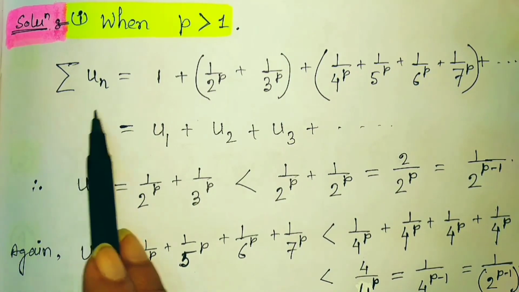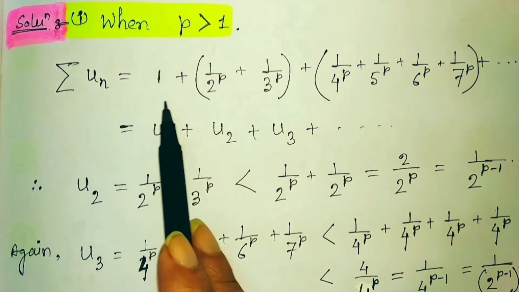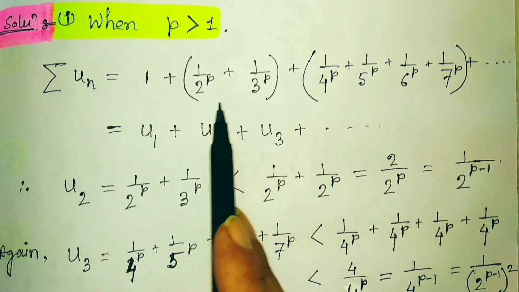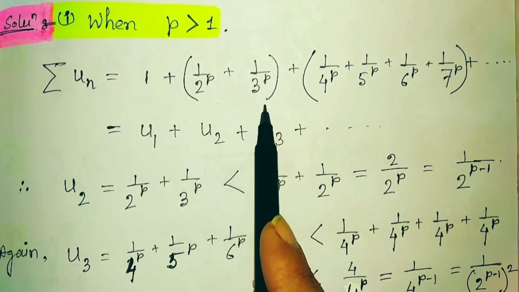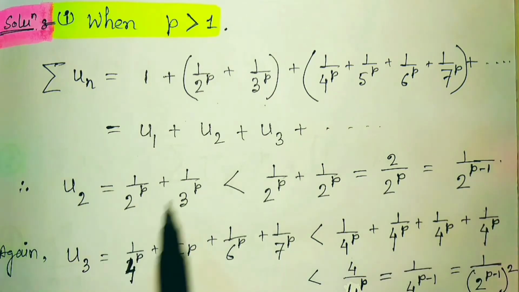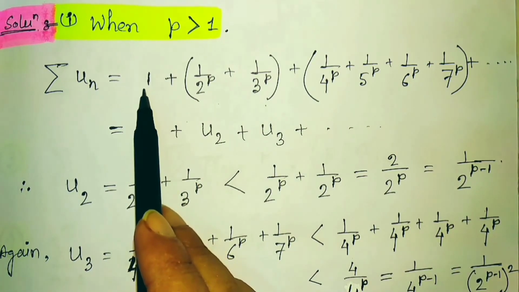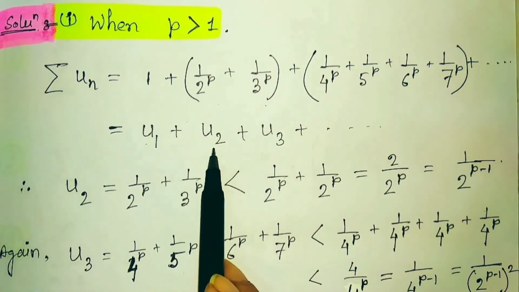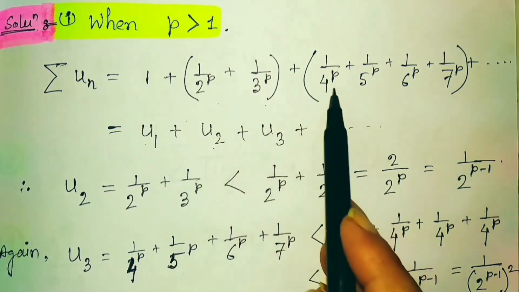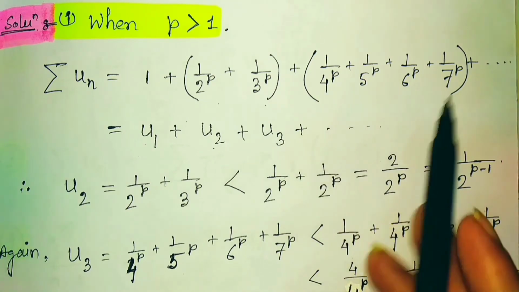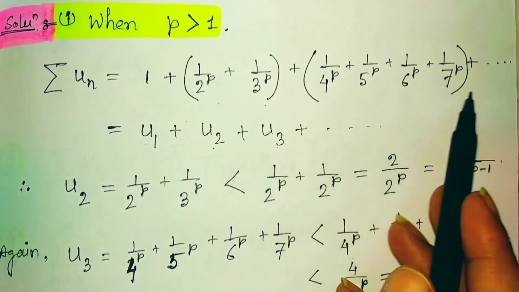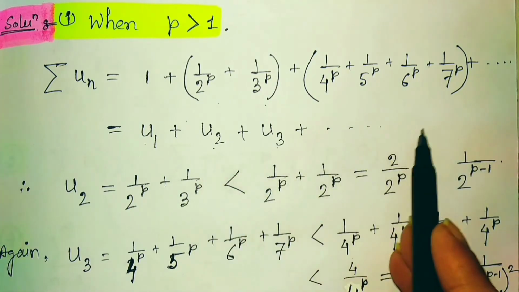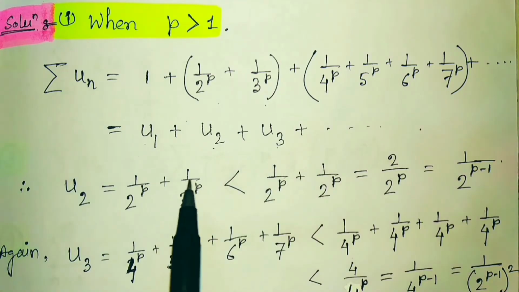So the given P series is this one, summation of Un. If we write it explicitly, we will find it is 1 plus 1 by 2 to the power P plus 1 by 3 to the power P, and so on. Now what we will do, the first term we say is U1. Now the second and third terms combined we say is U2. Now the next 4 terms we say is U3. After that the next 8 terms we say is U4. Likewise we construct this series. So here all the terms we have included.